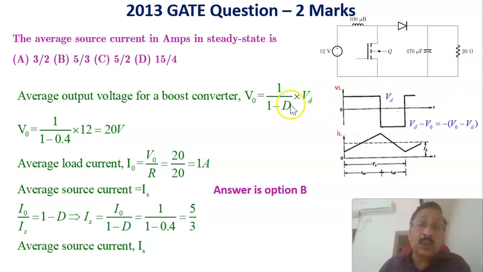Now, using the same duty ratio, the average input current can be calculated, because the average output current divided by the average input current, the source current, is given by 1 minus d. That is the equation for a boost converter. Therefore, the average source current is the average output current divided by 1 minus d, or 1 ampere divided by 1 minus duty ratio 0.4, which equals 1 by 1 minus 0.4, which is equal to 5 by 3. Therefore, the average source current, or average current through the inductor, is 5 by 3. Therefore, the answer is option B.